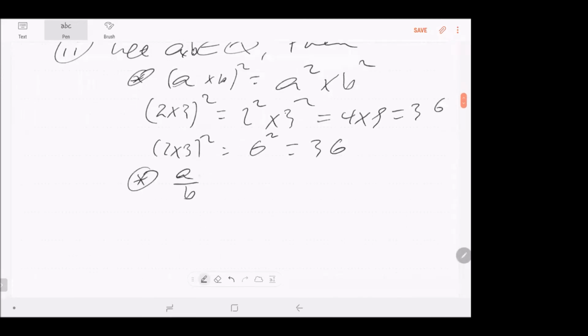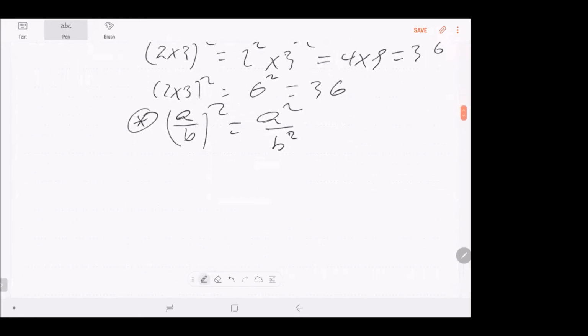Again, (A over B) squared is equal to A squared over B squared. To consider an example for this case, let us take (4 over 5) squared, which is equal to 4 squared over 5 squared, which is equal to 16 over 25. So this is the second basic property.